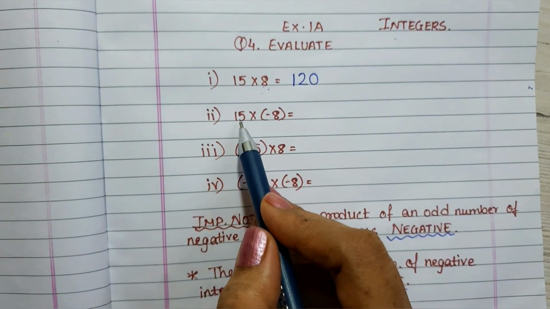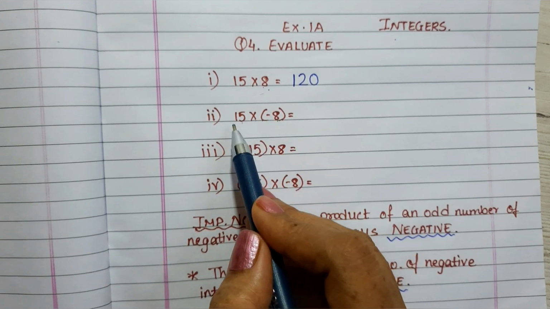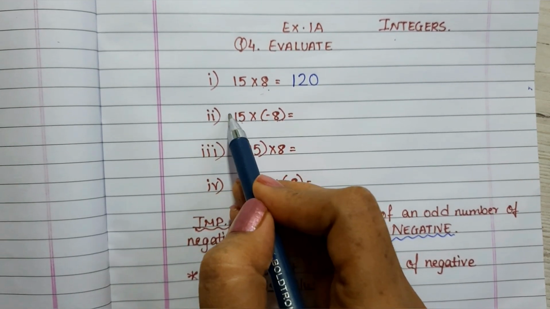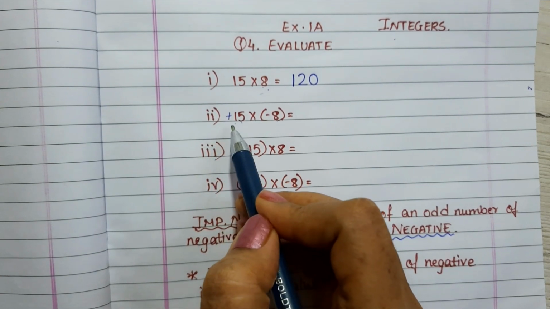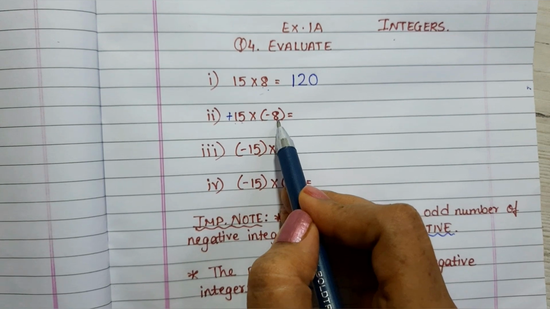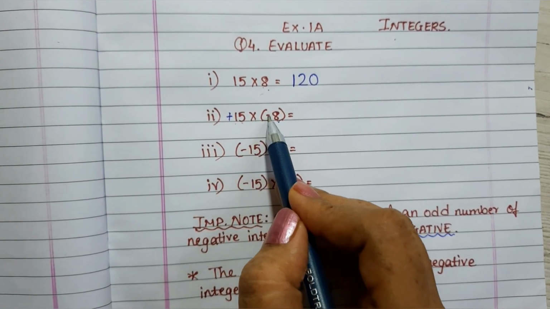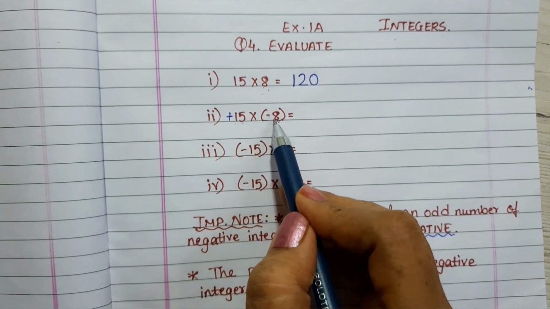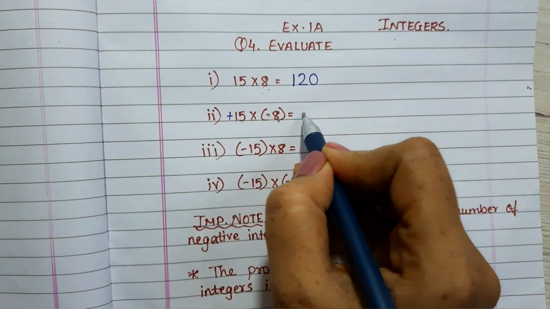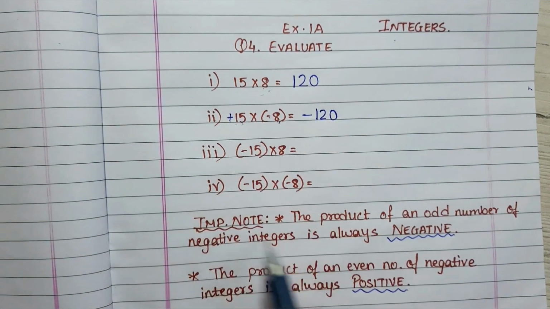The next question is 15 into the brackets minus 8. Now here if we notice, one integer is positive. Whenever there is no sign given, we have to assume that the integer is positive, and another, minus 8, is negative. So whenever there is one positive and one negative integer, the answer will always be negative. So the answer will be minus 120.